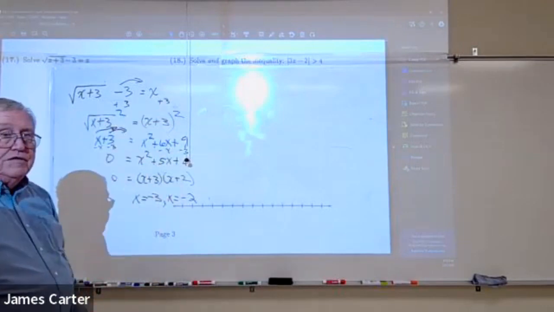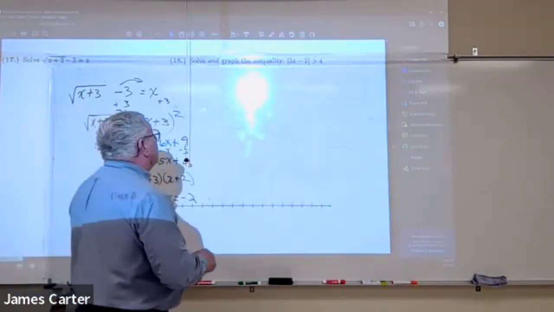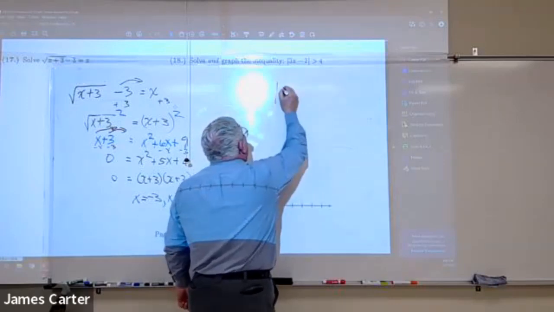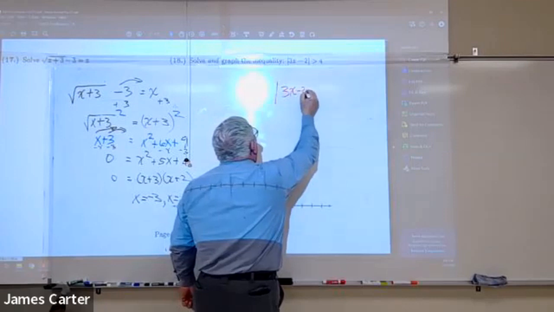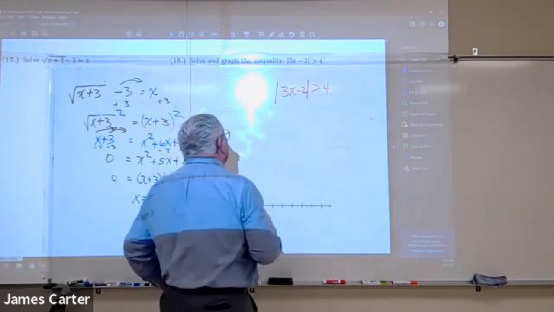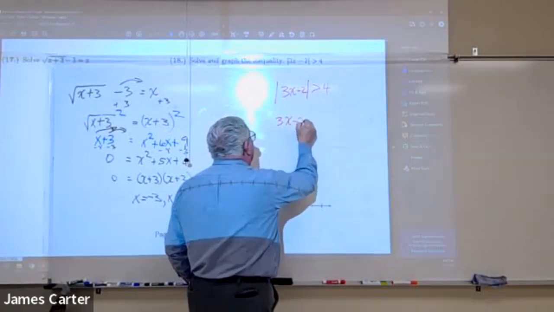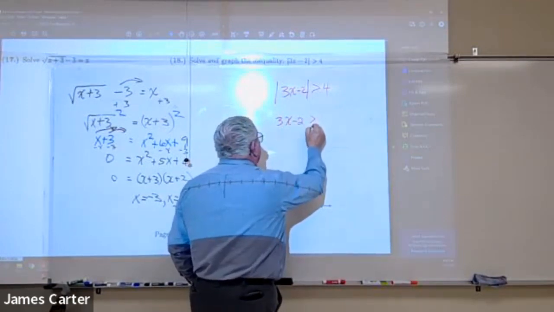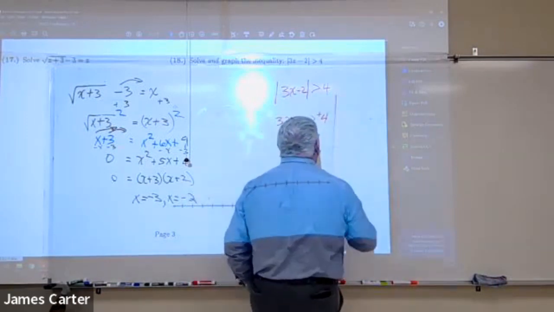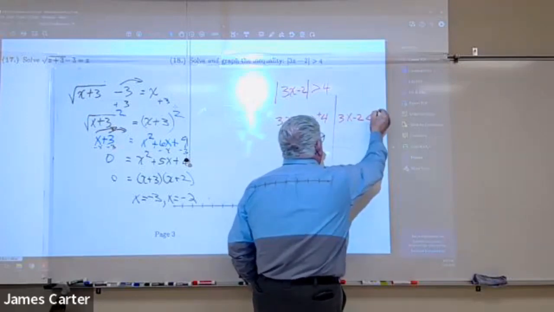Now we've got another absolute value, only this time it's not equals, it's greater than. I'm going to rewrite it. Okay, I get rid of this. Greater than, now watch this, +4 and 3x minus 2 less than -4.